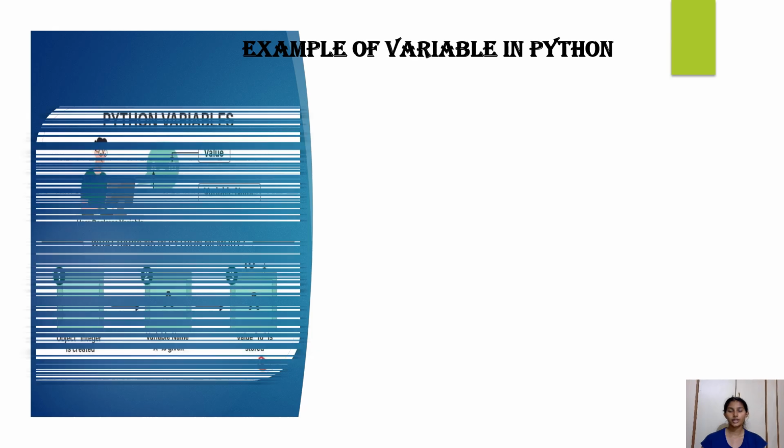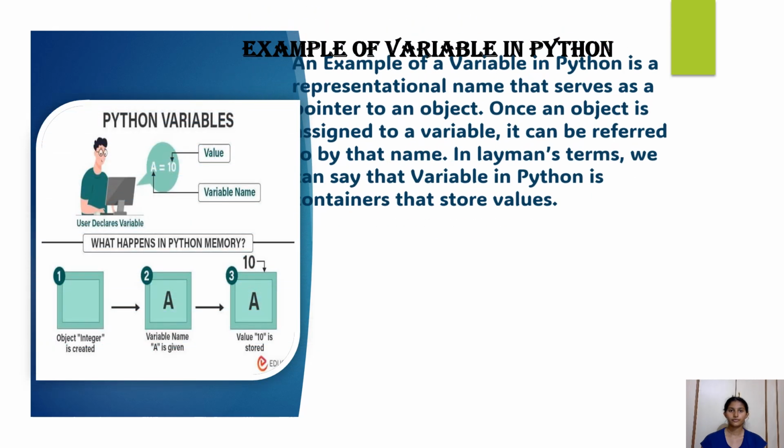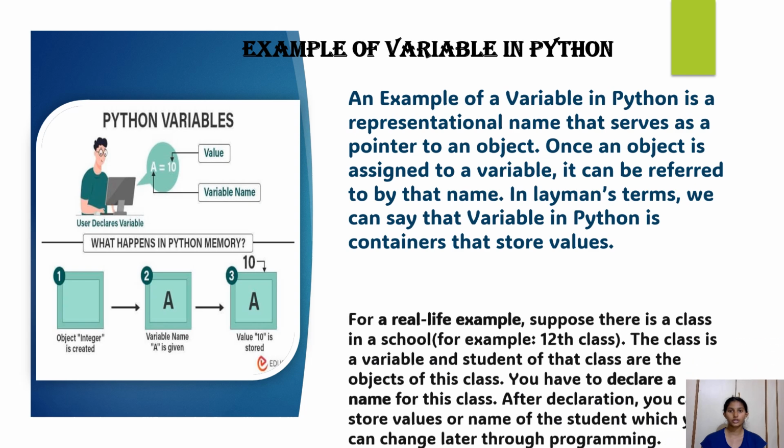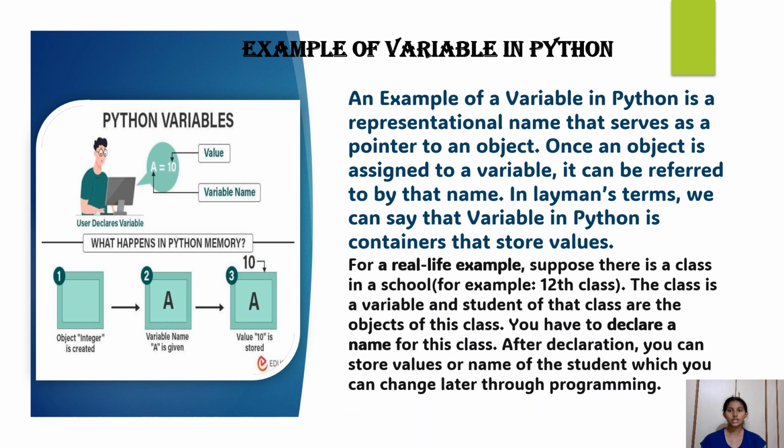So let's look at examples of variables in Python. A variable in Python is a representative name that serves as a pointer to an object. Once an object is assigned to a variable, it can be referred to by that name. In layman's terms, we can say that a variable in Python is a container that stores values.